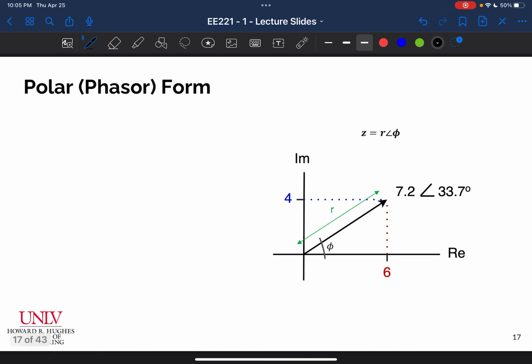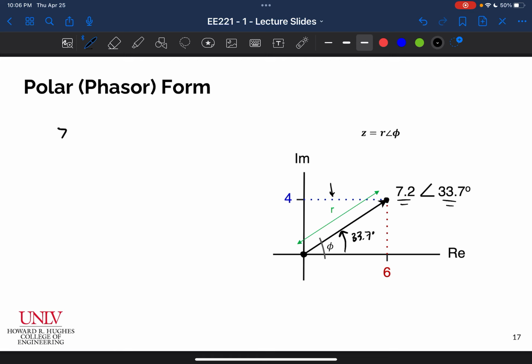There is another form called phasor form or polar form, which we talked about previously, where we can write it in terms of the magnitude, the length of the vector from the origin out to that point, like we talked about previously, and the phase angle, or the angle from the positive x-axis. In this case, since I'm using the same numbers, my magnitude is 7.2 and my phase is 33.7 degrees. And so this is a separate way to represent complex numbers.